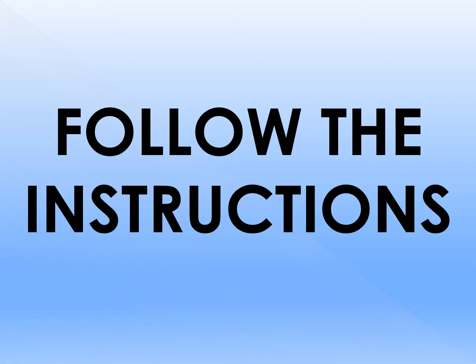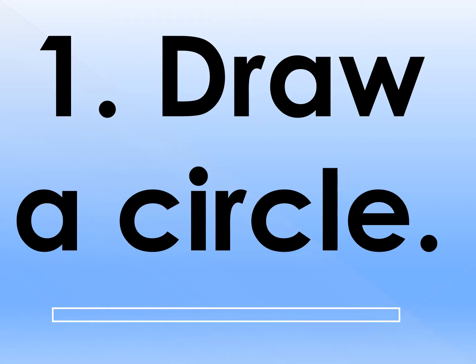Let's have the first activity. Now, we're going to assess what you already know about a circle, because when you were in grade 10, you learned about the circle, the standard form of the equation of the circle, and the different parts of a circle. So can you please get a piece of paper. The name of our activity is Follow the Instructions. First, draw a circle. You can draw a perfect circle or not, it's okay.